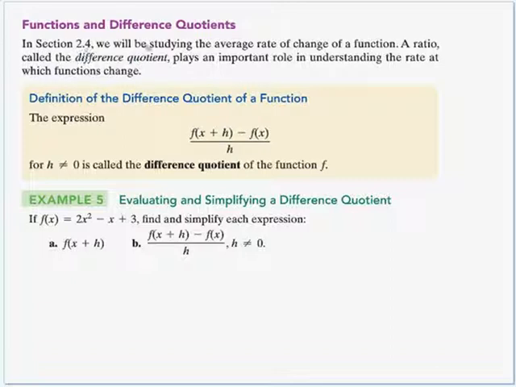In a future section, we'll begin studying the average rate of change for a function. A ratio called a difference quotient plays an important role in understanding the rate at which a function changes. They call it a difference quotient, difference meaning subtraction, quotient meaning it's going to be a numerator and denominator. It's going to look like a fraction. So we are subtracting in the form of a fraction. So here we have the expression f of quantity x plus h minus f of x, all divided by h, for all values for which h does not equal 0, is called the difference quotient of the function f.